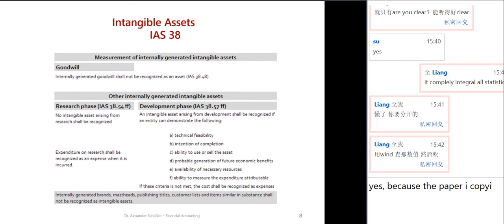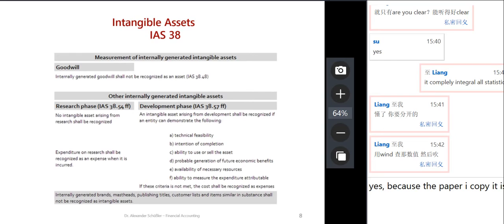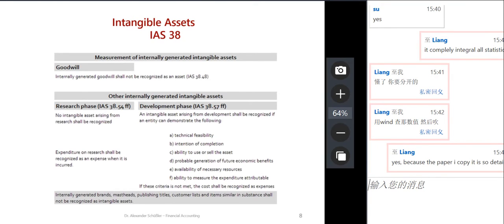For other internally generated intangible assets, you have to differentiate between the research phase and the development phase. Can you tell me what the difference is between research and development? Do you have an idea what the difference is between research and development?